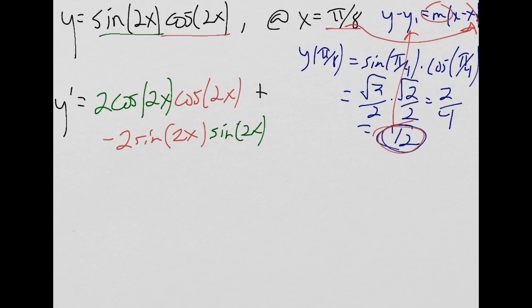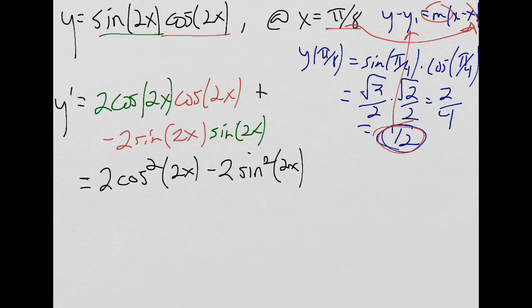So as I collect my terms here, or as I simplify this a little bit, I get y prime is equal to 2. Since I've got a cosine 2x and a cosine 2x, I write that as cosine squared of 2x. And then same deal with the other one, with sines. I just get minus, because there's a negative sign up front, 2 sine squared of 2x, like that. Now it's just a matter of plugging values in.